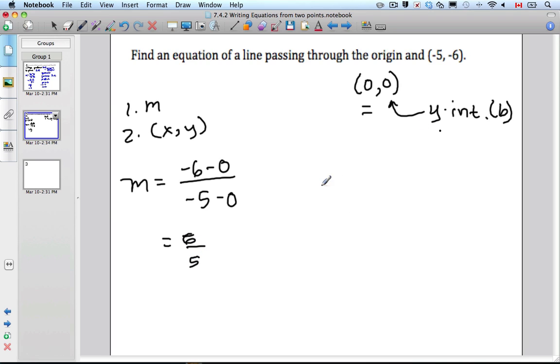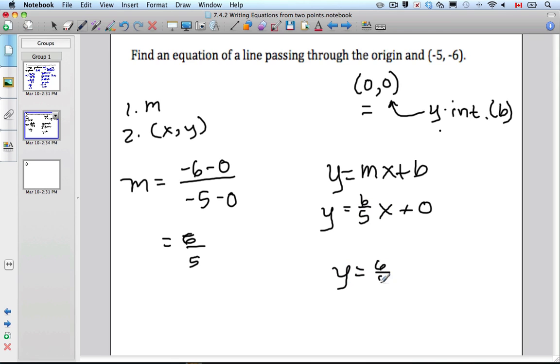Well, if y equals mx plus b, and my y-intercept is 0, I could substitute that in. And 6 over 5 is our slope. And we have just the easy equation, y equals 6/5 x.